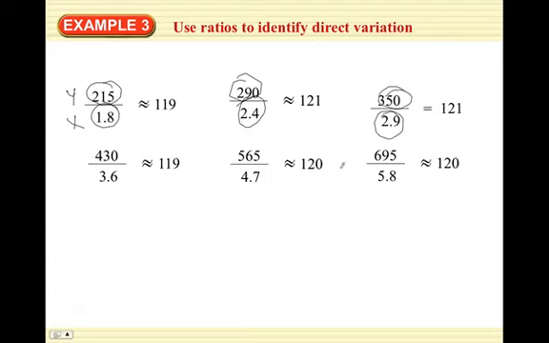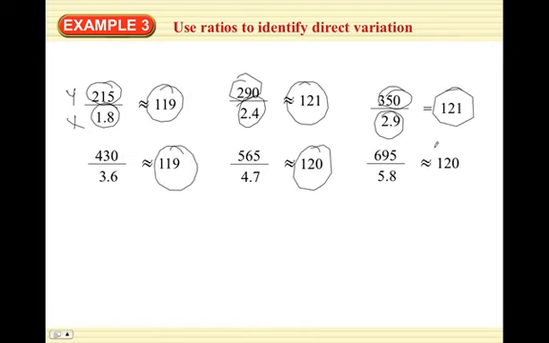Look at all these numbers. You got decimals too, 119 point something, 121, 121. Look at all this. They're all different, right? So based on what I just talked about two slides ago, is this direct variation or not?